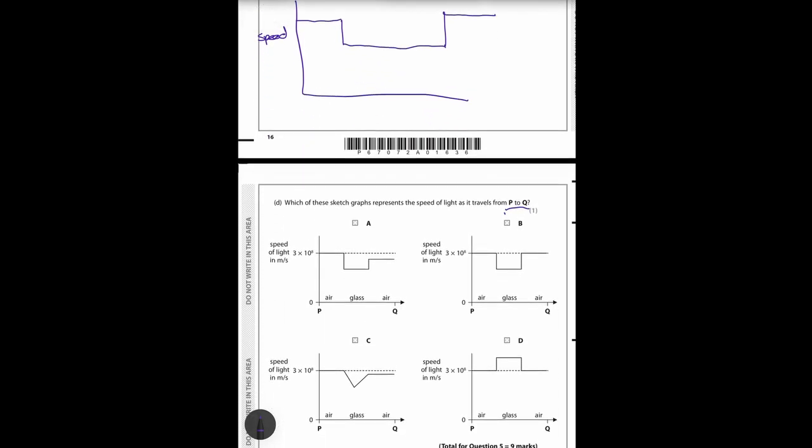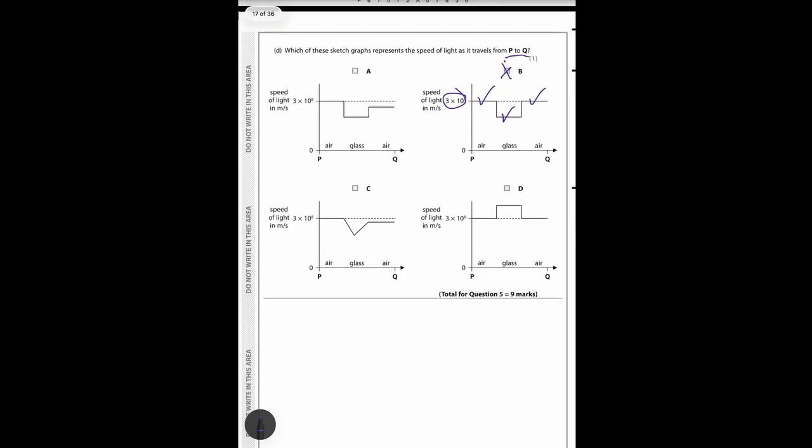And yeah, there is. So this one is showing me that it was 3 times 10 to the 8 to begin with. It was 3 times 10 to the 8 at the end. And then at some point when it was in the glass, it was less than 3 times 10 to the 8. So the answer for this one must be B. So I'm going to mark that one. And again, I'm pretty happy that that's bound to be the right answer.